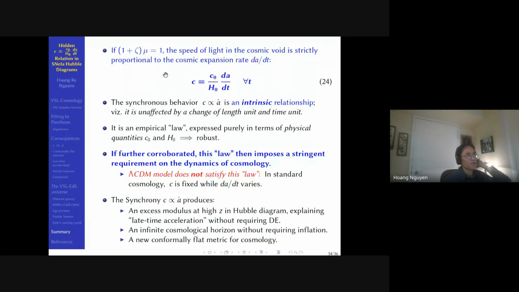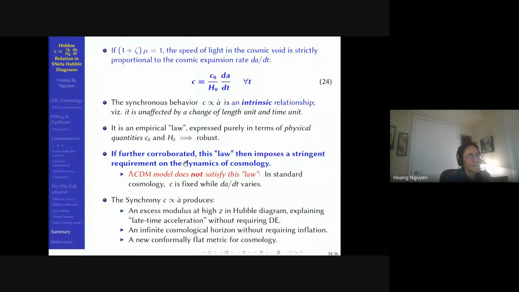And if we assume that formula holds, then we arrive at an intrinsic relationship between c and the rate of expansion. This is the single most important result of my talk today. Again, this relationship is between two kinds of speed, and so it is unaffected by a change in the length unit or time unit, the clock and rod. And this is empirical, especially in terms of c naught and x naught. So hopefully, it is a robust derivation.